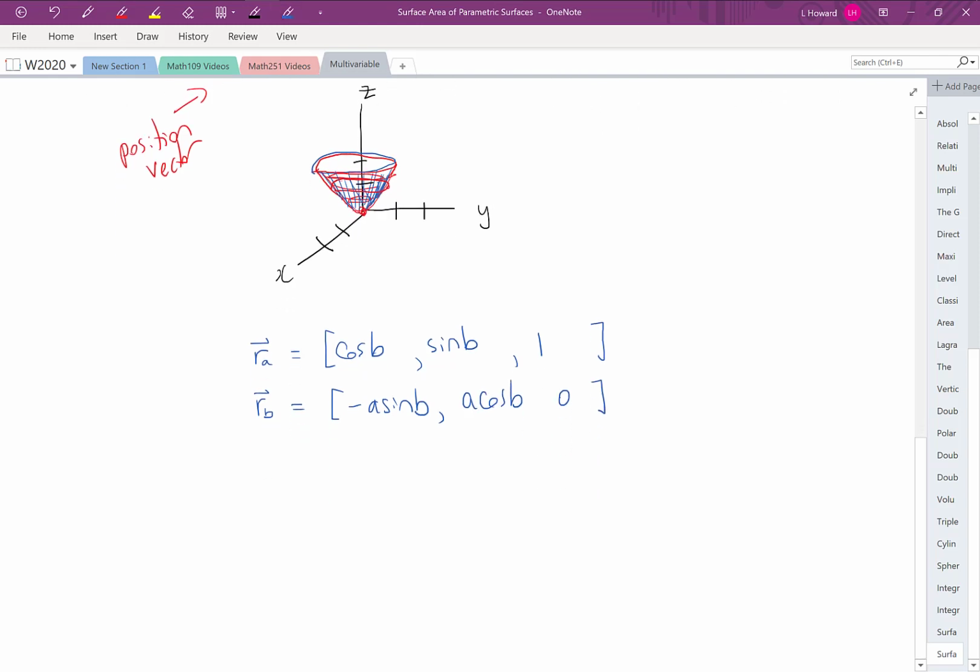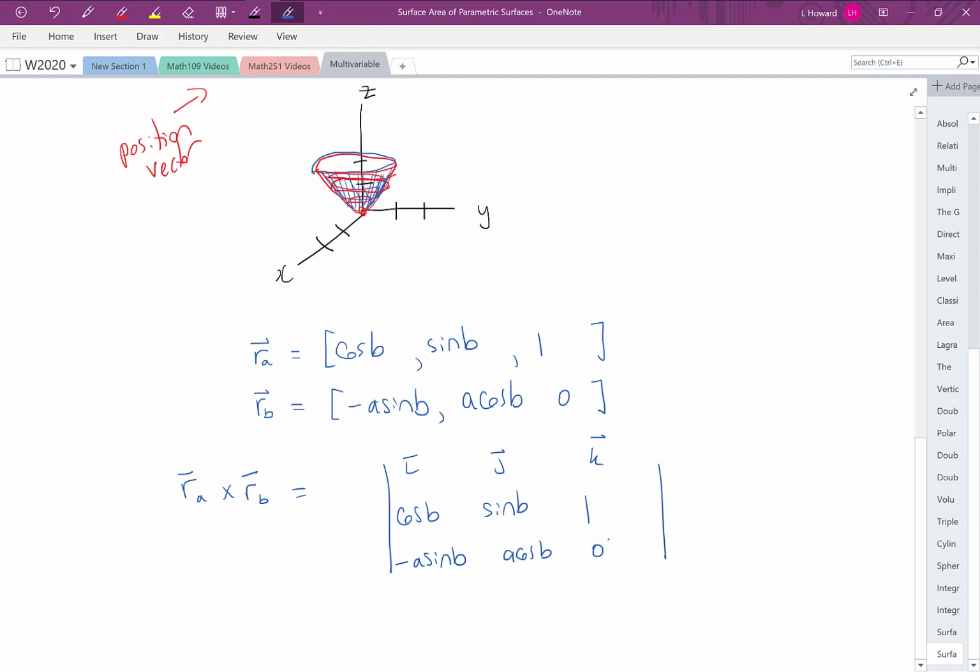So next what we need to do is take the cross product of these guys. So r sub a cross r sub b. All right, so let's set up a 3 by 3 determinant here for our cross product. We'll put vectors i, j, k at the top, put our first vector into the second row, and put our second vector in below that.